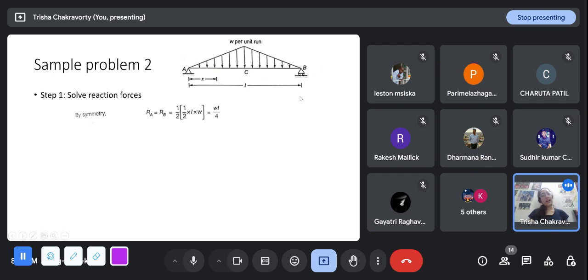So I can say that RA will be equal to RB, and obviously that will be half the total force being applied on the beam. Now see, if you are to find out the total force applied by a non-uniformly distributed load, what we have to do is find the area of this triangle. The triangle is half into L into W. We know that the area of the triangle is basically the total force being applied.